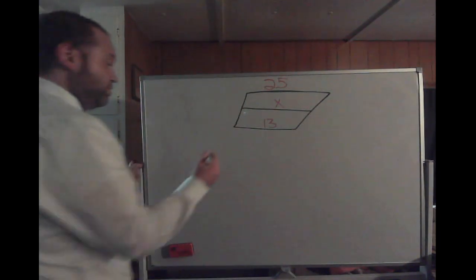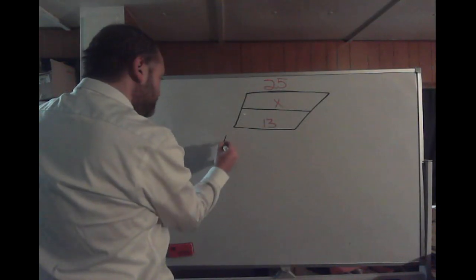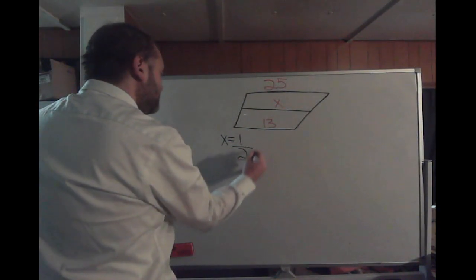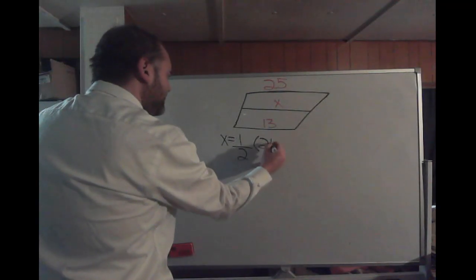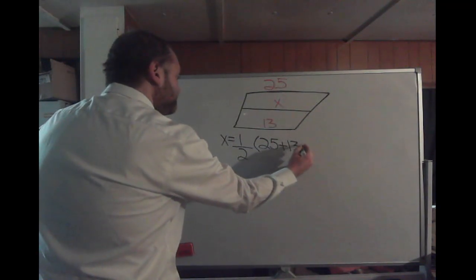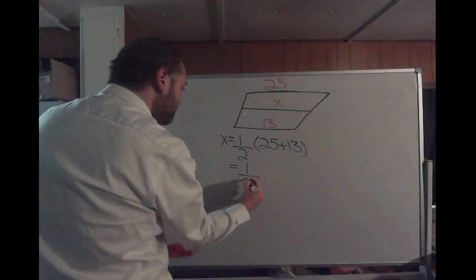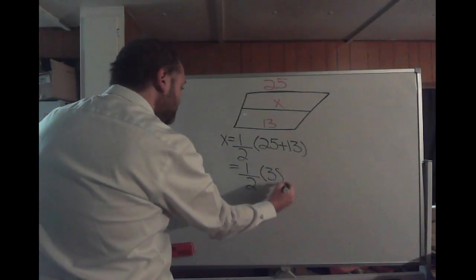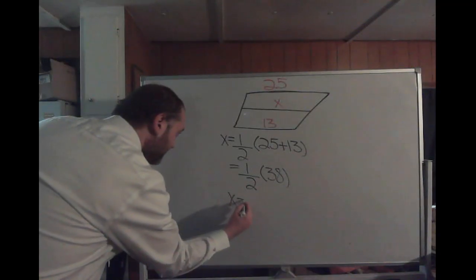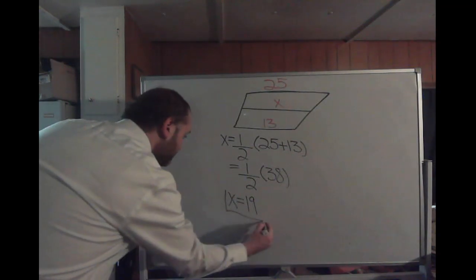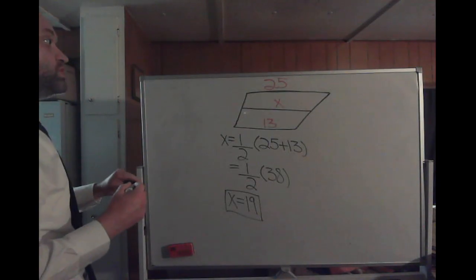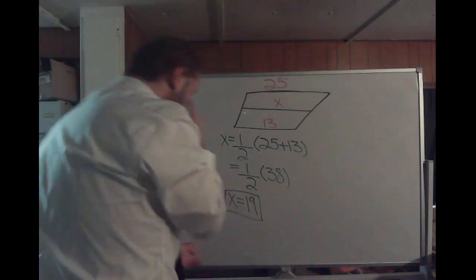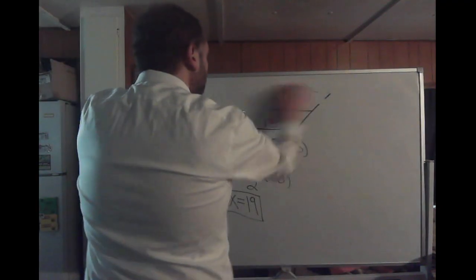But nonetheless, we need to find the length of x, the median, which is going to be equal to half the sum of the two bases of 25 plus 13, which means that's equal to half of 38, which could only mean then half of 38, that x equals 19. So the length of the median with length x is equal to 19. Different one yet.